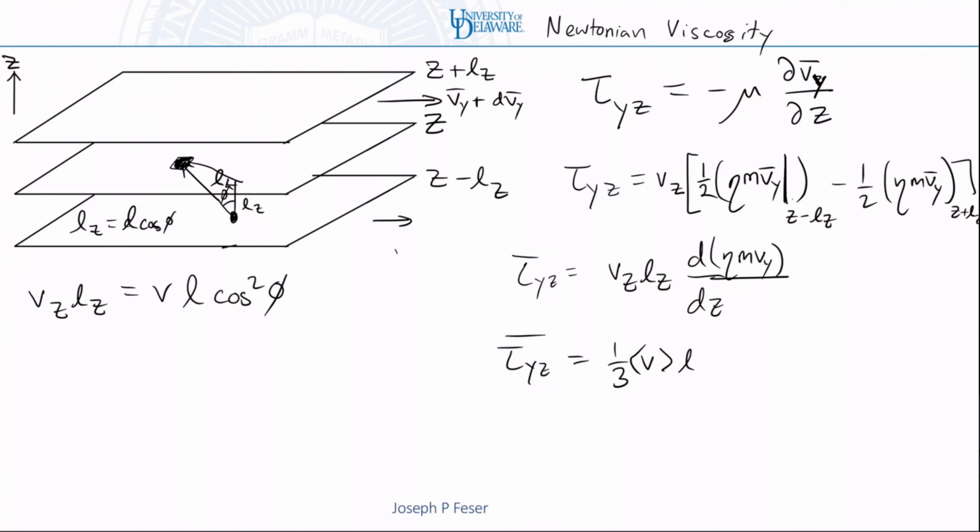I guess typically when you do this, you assume that the number density of molecules is not changing significantly compared to the velocity. Like that shear is supposed to be a lot bigger. And so in that case, you get eta times m times dv y dz.